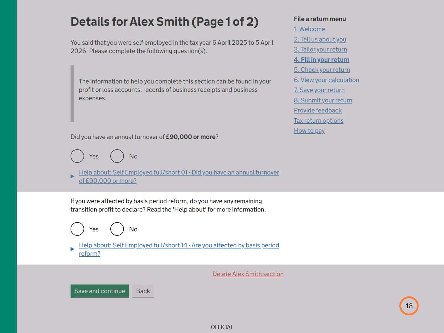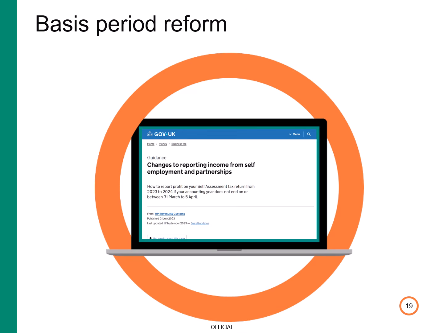This next question asks if you were affected by basis period reform and have a remaining transition profit to declare. Gov.uk has lots of information and examples about basis period reform. There's a link to this page, Changes to reporting income from self-employment and partnerships, in the Help About guidance.